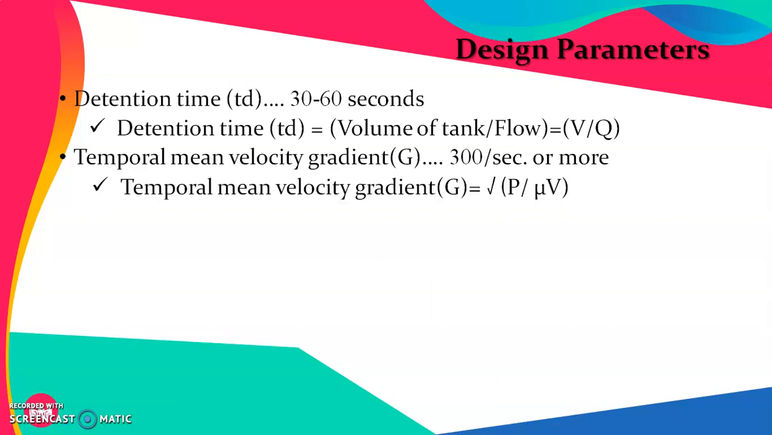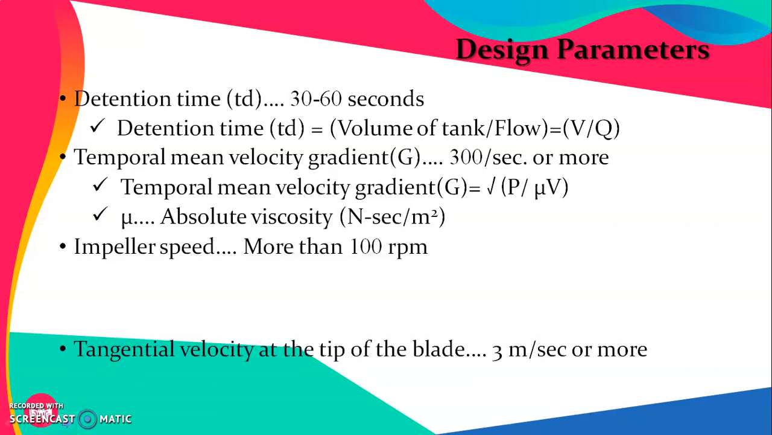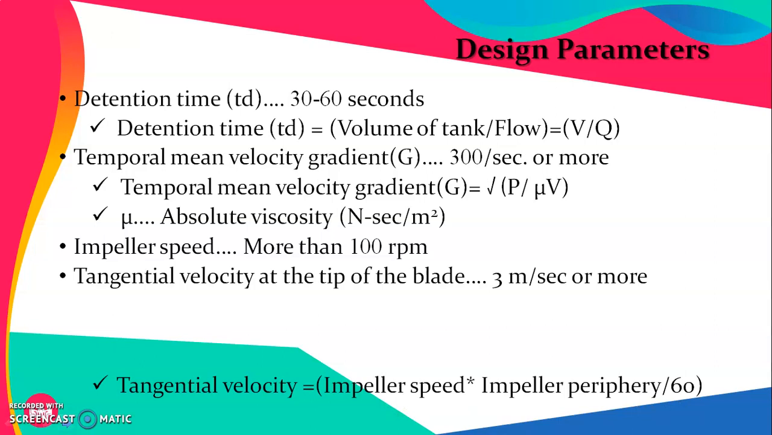It is calculated by using the formula G equals square root of P upon mu V, where P is the power and mu is the absolute viscosity, which is measured in Newton second per meter square. Next is impeller speed. For rapid mixing, the impeller should be rotated at a speed of more than 100 rpm. Then the tangential velocity at the tip of blade should be in a range of 3 meter per second or more to achieve rapid mixing.